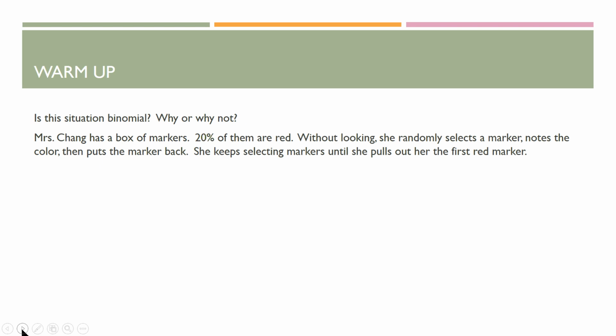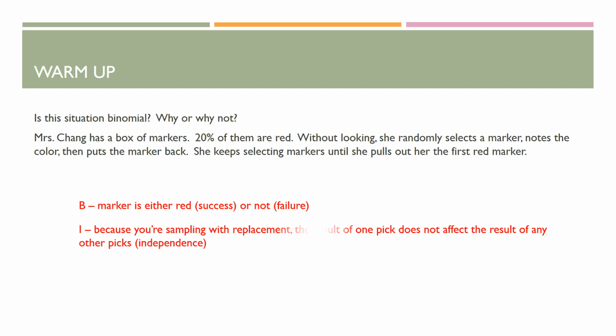So in this situation, in order to check to see if it's binomial, remember we check BINS. First thing, it's binary. Either the marker's red and therefore we have a success, or it's not red and that would be a failure. We have independence because we're sampling with replacement. In other words, when she selects the marker, she notes the color but then puts the marker back. So she kind of resets the box of markers, and therefore the result of one pick doesn't affect the result of any other picks. Remember, when you list these conditions, you're very specific.